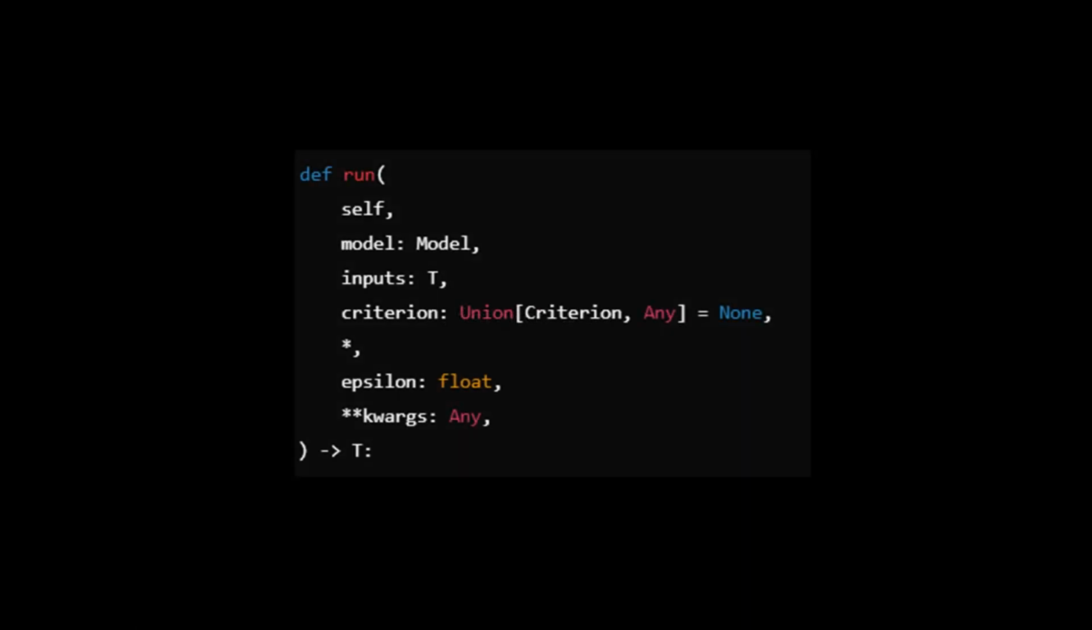The method visible on the screen is called run, which is used to run the attack. The inputs here represent the input image that will be attacked, and the model here represents the model on which the attack will be performed. Criterion here is not currently used in this method, but it may be used in other types of attacks. The epsilon here is the size of perturbation to be added, which controls how much contrast reduction occurs.